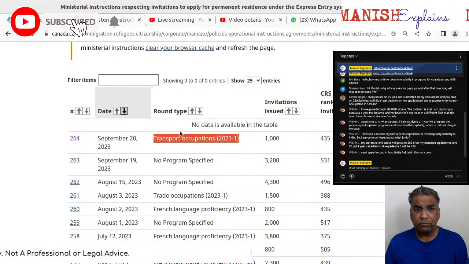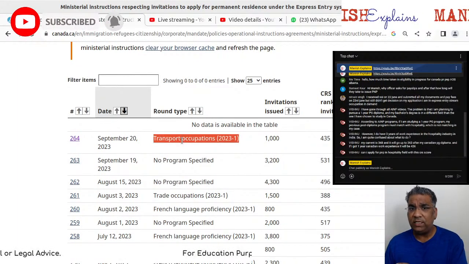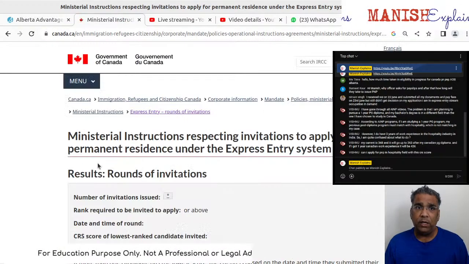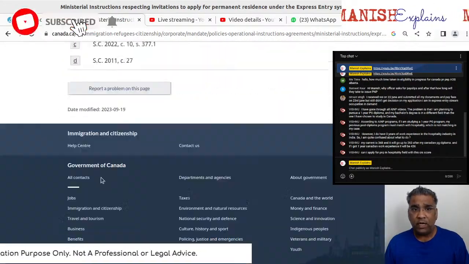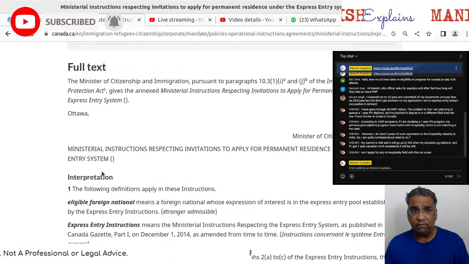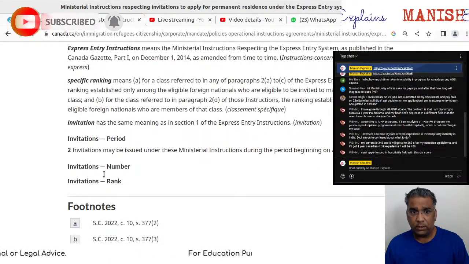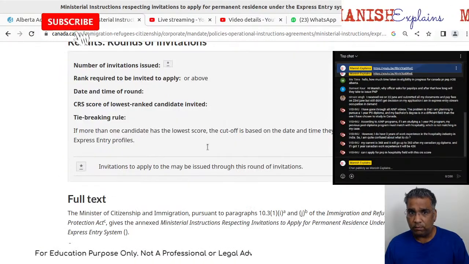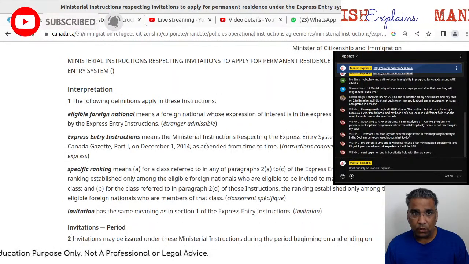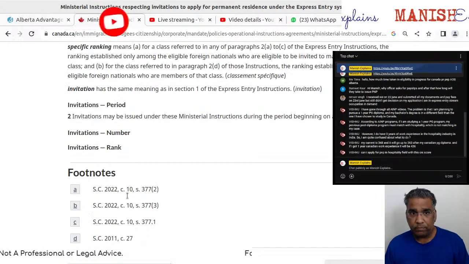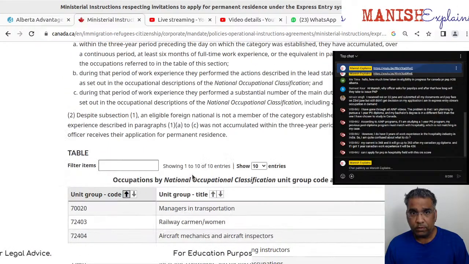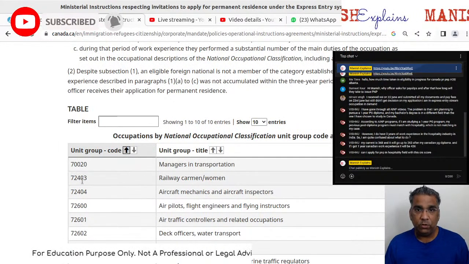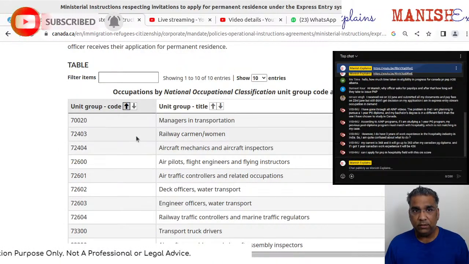Okay. So for transport occupation, it doesn't say on the face what NOCs were eligible, but if you open this particular notification and go down, you will see somewhere here. I was just seeing that here somewhere. Let me see where it's gone. Yeah, I think it's loading. It's still loading. Okay, so if you see here, there are the NOCs here.